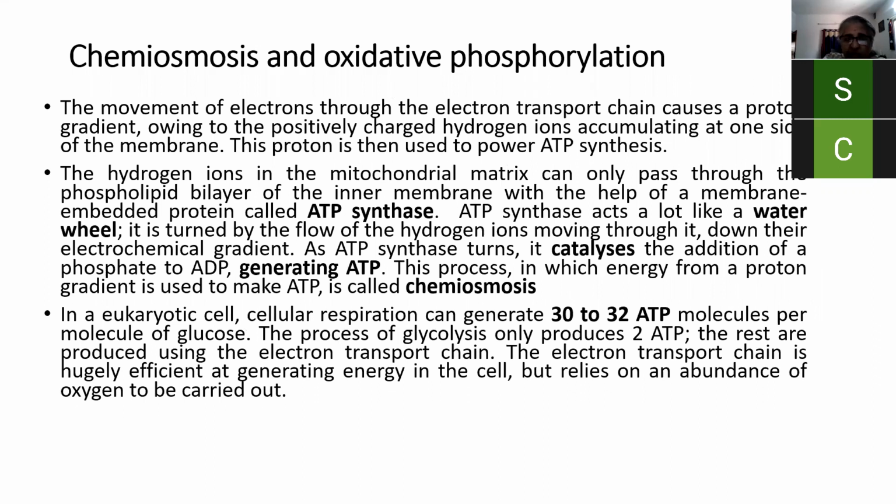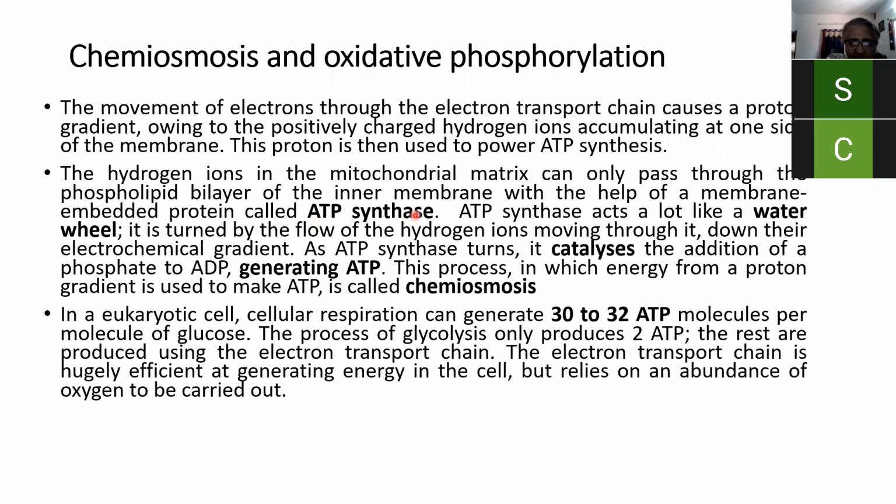So, the movement of these electrons through the electron transport chain, as I told you, will form the proton gradient because of the positively charged hydrogen ions, which will accumulate in one space, that is the space in between the 2 layers. Now, the hydrogen ions in this matrix will not pass through this. So only these hydrogen ions concentrated in the membrane space will push into the inner mitochondrial membrane, and they will get embedded in the ATP synthase.